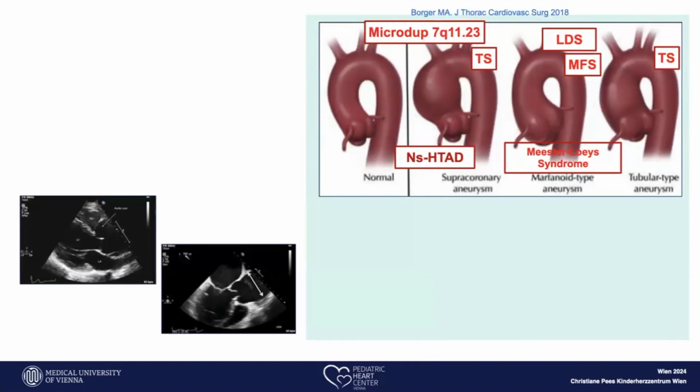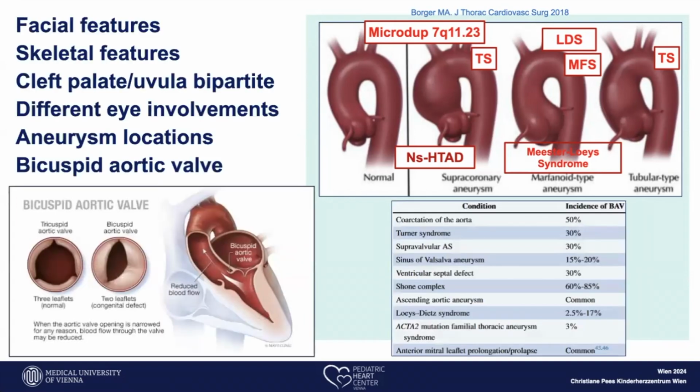And we have different aortic aneurysm locations. We have the typical ascending aortic dilatation in non-syndromic hereditary thoracic aortic diseases and from time to time in Turner syndrome. And we have the aortic root aneurysm in Loeys-Dietz and Marfan syndrome, as well as in Mees-Loeys syndrome. Next. And if we have a look at the ascending aorta, we do have to take a very good look at the aortic valve as well.